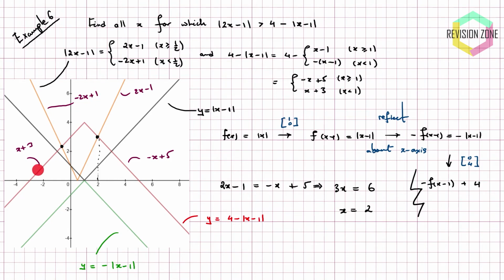And then we have this red branch, which is just x plus 3. So let's put those equal to one another. So we have minus 2x plus 1, and then we have x plus 3. And again, we solve these.